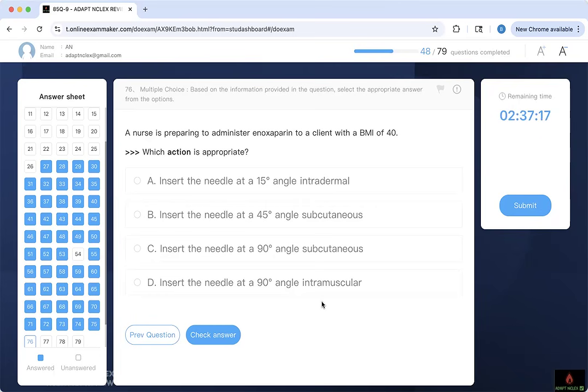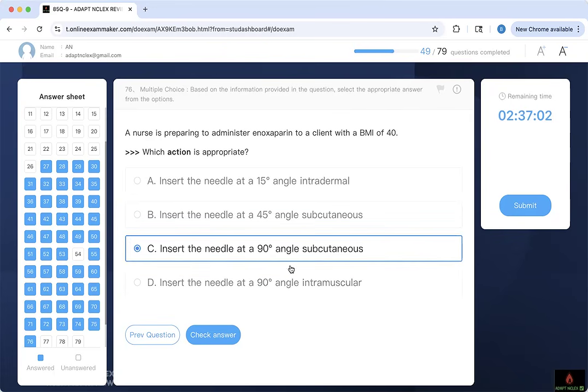But what is the problem? BMI of 40. There's a reason why I put it there. Therefore, which answer choice would you pick? I told you subcutaneous, intradermal, intramuscular is gone because the patient is big, 90 degrees. We're going to put it at 90 degrees angle subcu, not intramuscular, not intradermal. So C is your right answer.